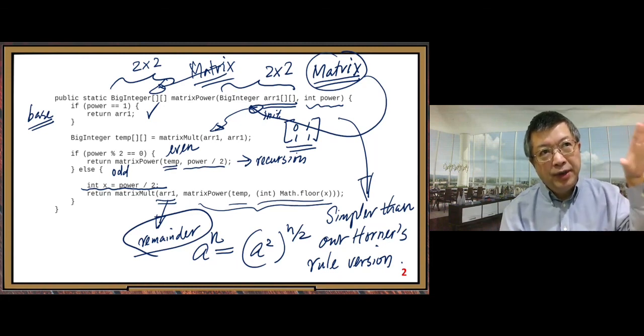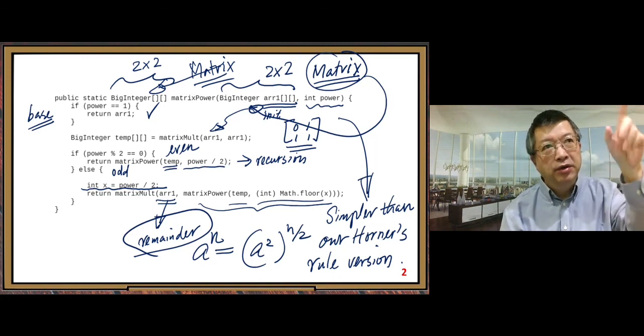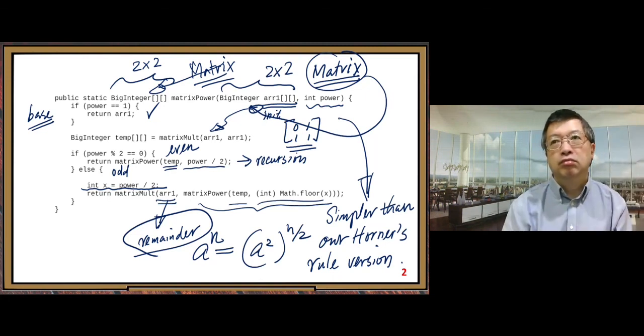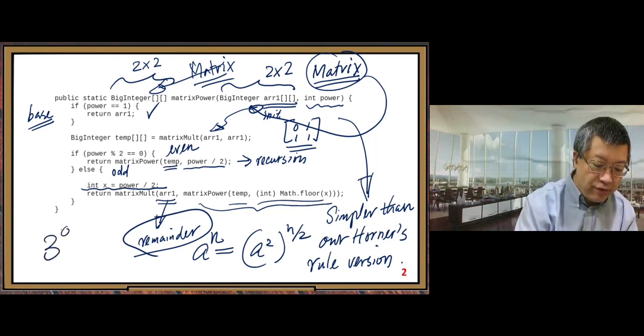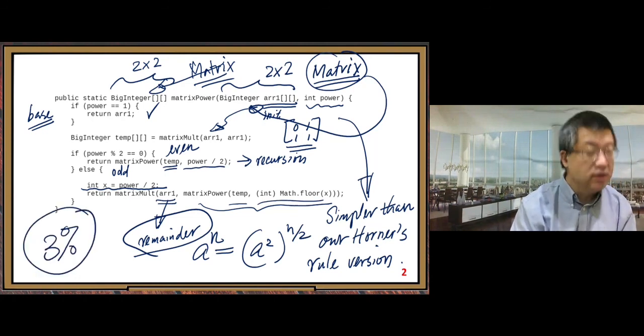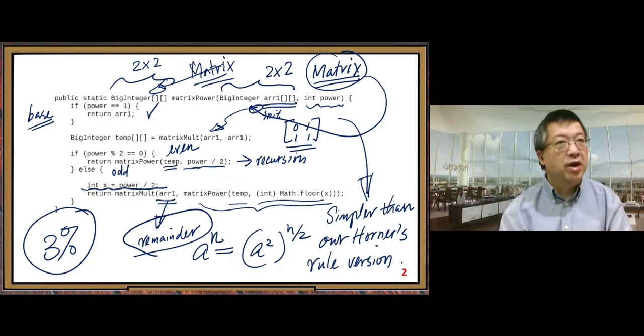You have some time today, tonight, and you have the whole day tomorrow. If you try, you can earn up to 3% extra credit. That's a lot. Try your best to earn it. All right, so let me stop the explanation here.